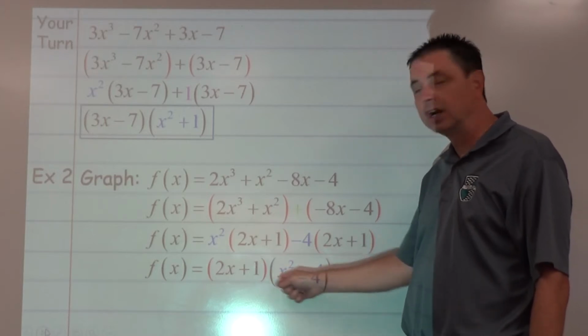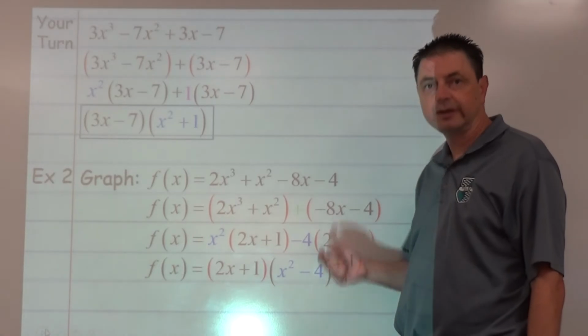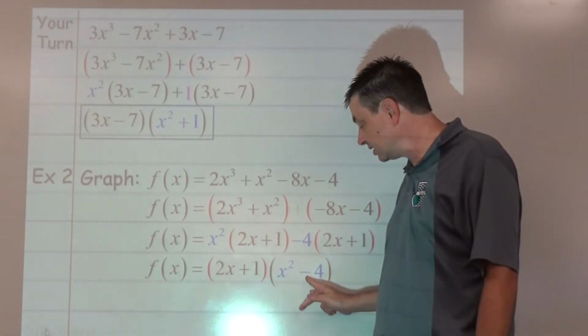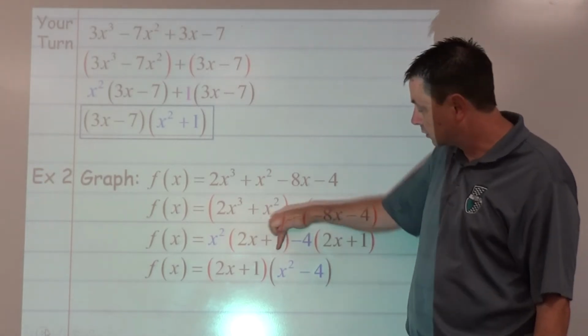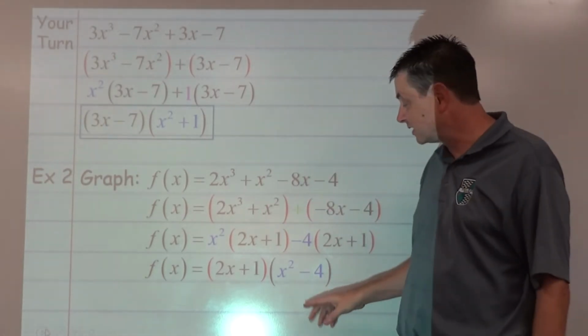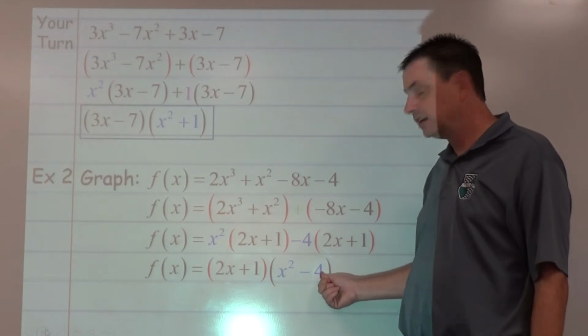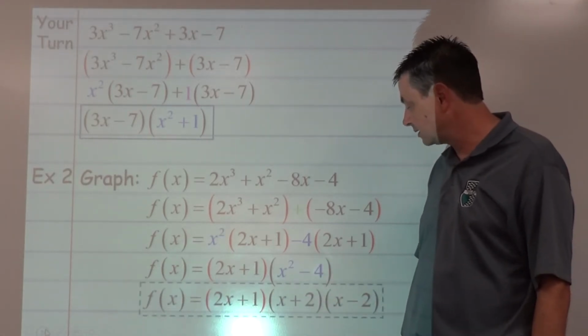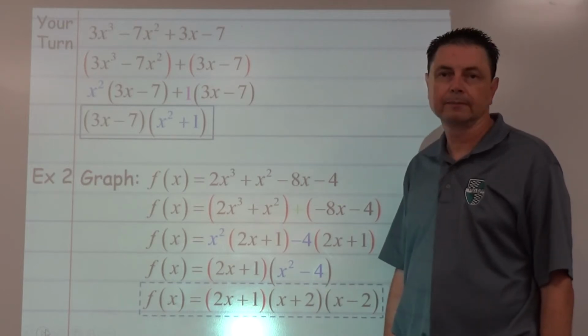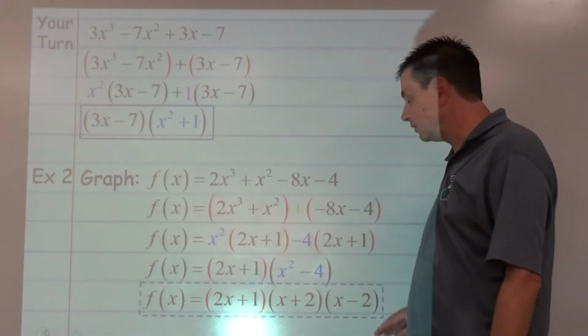Now, can we keep going? Can we factor this? We can. That's a difference of squares. So, two sets of parentheses, x and x, 2 and 2, one's a plus, one's a minus, difference of squares. We got our function factored.